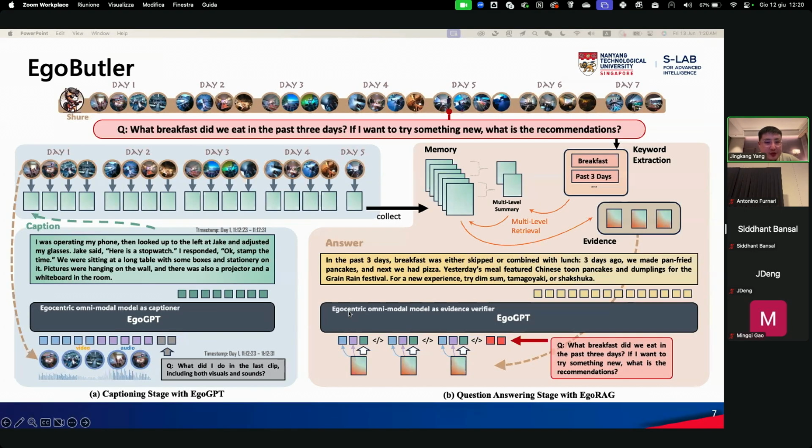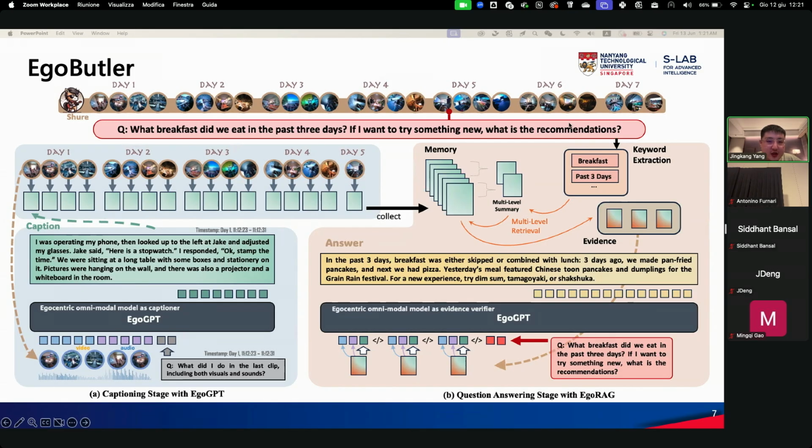Here is the proposed baseline solution for the QAs. We have 2 sections. One is EgoGPT. EgoGPT basically does video captioning, actually omni-modal captioning, because the input is not only video but also audio, so the caption incorporates both video and audio information every 30 seconds. So there are many captions. We collect them as a memory.